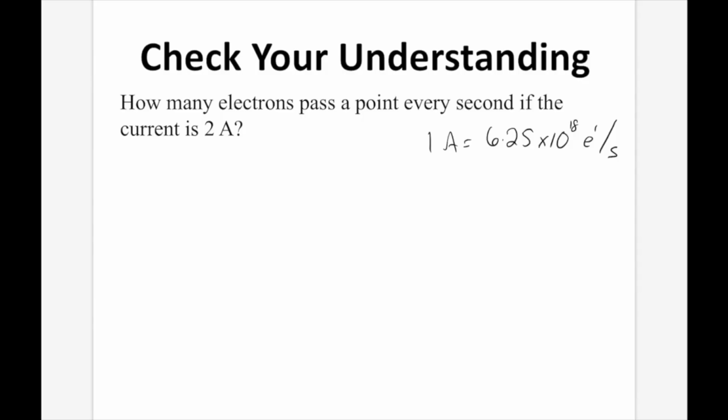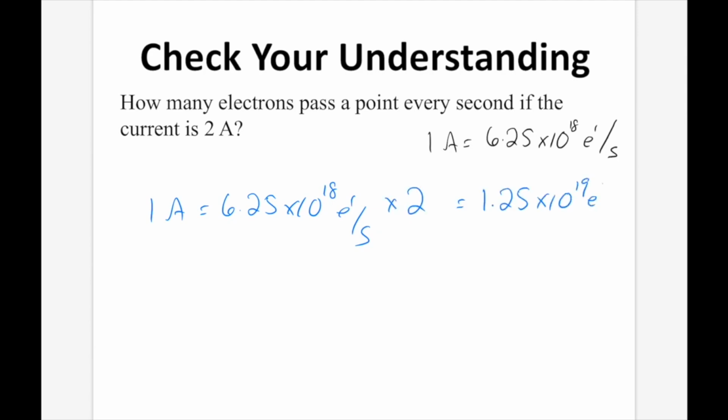Okay, got your answer? So if 1 amp equals 6.25 times 10 to the 18 electrons per second, and we have 2 amps that we're looking at, we're going to multiply this number by 2, and we're going to get 1.25 times 10 to the 19 electrons per second. This symbol here, by the way, represents our electrons.